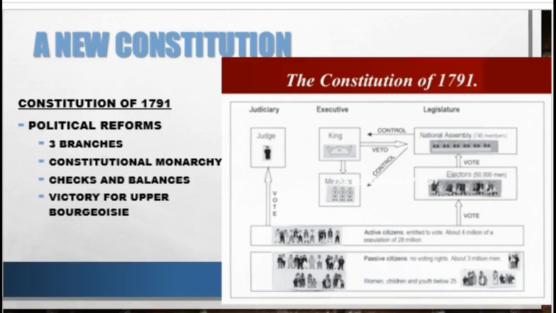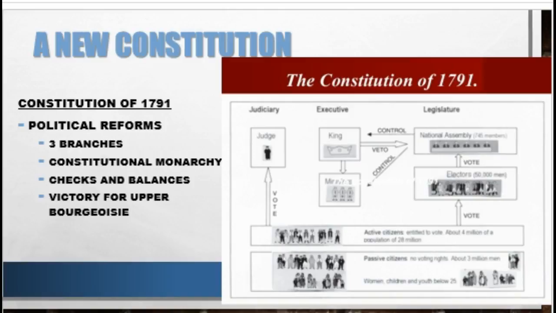Now, in this new process, the king could veto all but constitutional and financial bills. But 3 times through the legislature could override a king's veto. So again, you see checks and balances, shared powers. Montesquieu would be proud. The king's budget was limited by the legislative assembly, and France was divided into 83 departments governed by elected local authorities. Now, voting was limited to 25-year-old males, and they had to pay taxes.